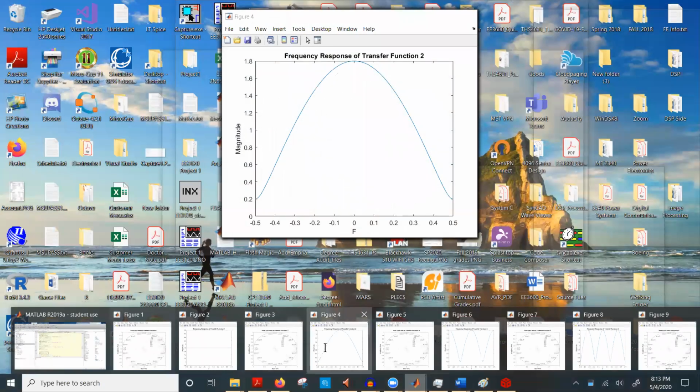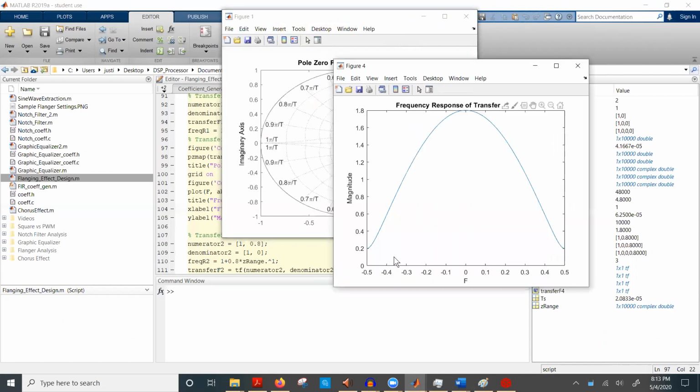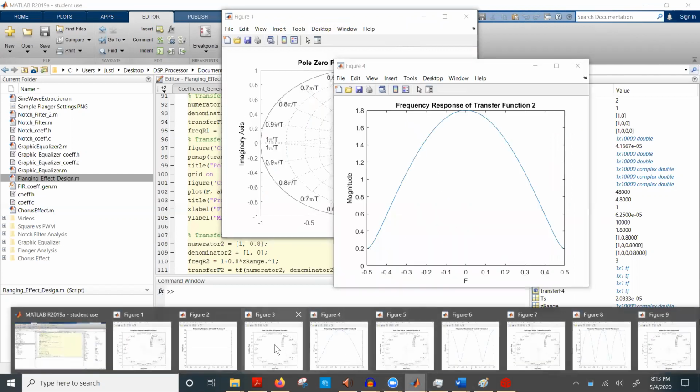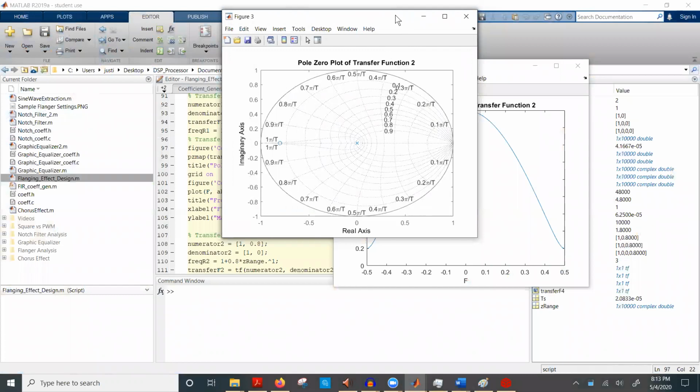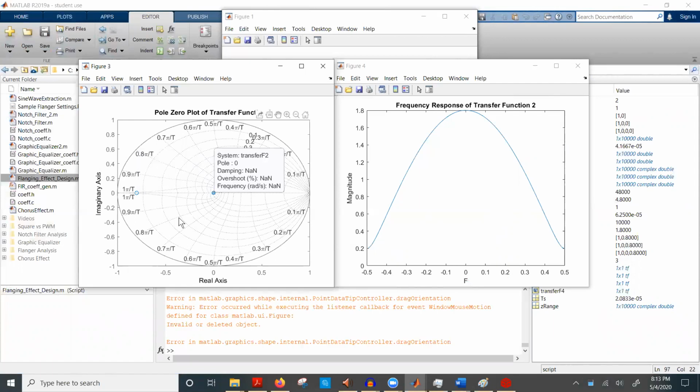So the next one, we have a pole at 0 and a zero at negative 0.8. And this creates a filter that looks like this, which has just one giant lobe in it.